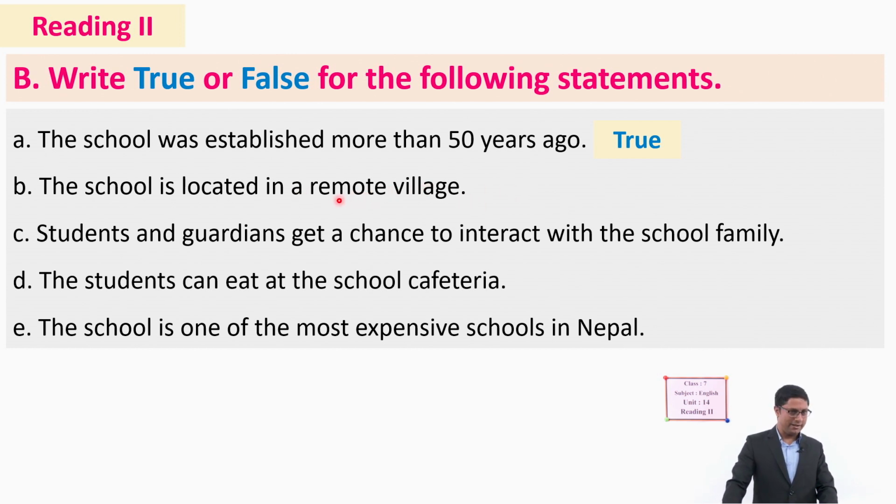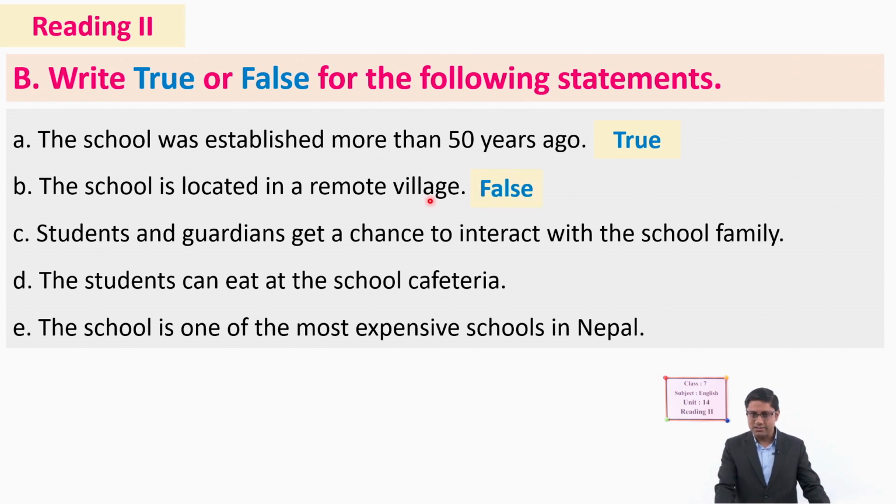Is it true or false? Can you say? Is it located in a remote village? What do you think? Right, it's a very good false statement. Can you say why? Why it is a false statement? Okay, because the school has a lot of facilities. You can see in the salient features given there in the brochure or in the prospectus. Okay. Now, the third statement, students and guardians get a chance to interact with the school family.